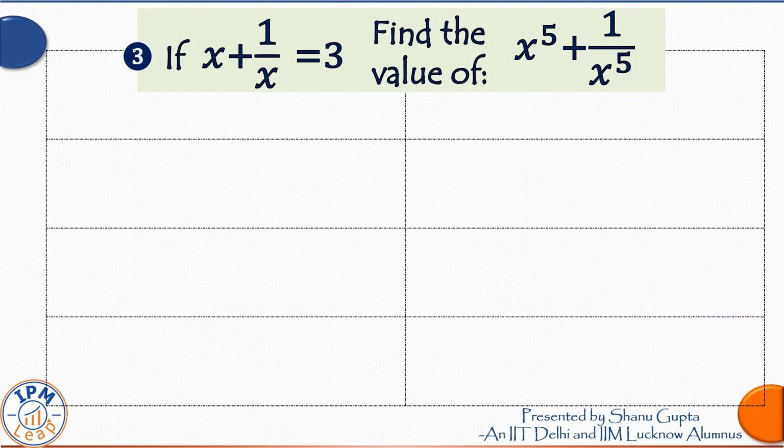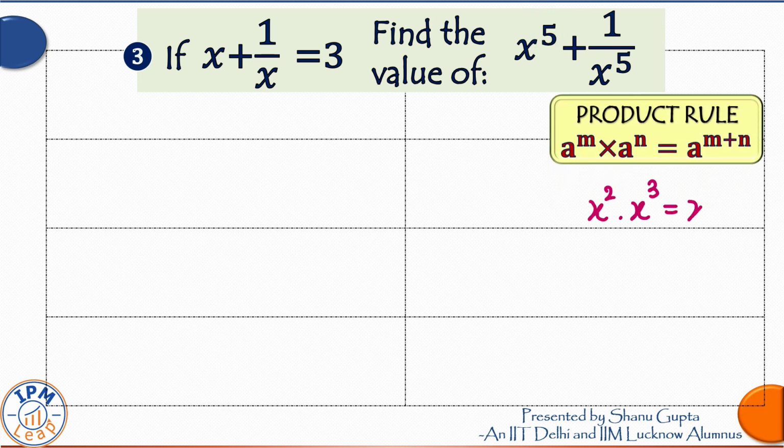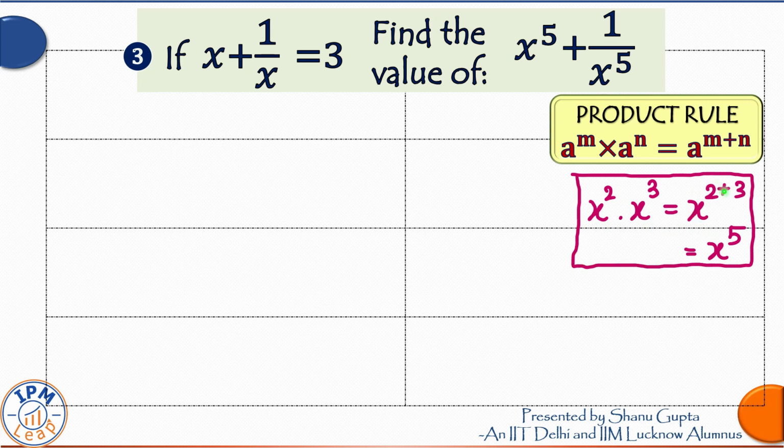Now look carefully. The powers of both terms in this expression is 5. And recall, if we multiply x square and x cube, what do we get? The powers get added up. So we will get x raised to the power 2 plus 3. That is x raised to the power 5. This is the product rule of indices that gets applied here.